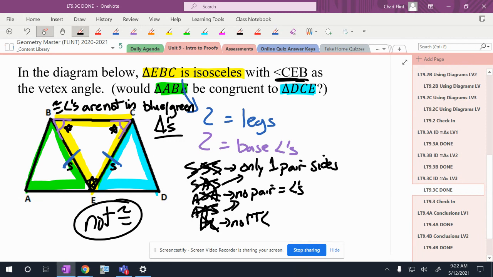All right. So those are not congruent because all I know is a single pair of sides, which isn't even kind of enough. If the angles were in the triangle, it's still not enough because that's only one pair of sides and one pair of angles, and that's not enough for any of these things anyways.